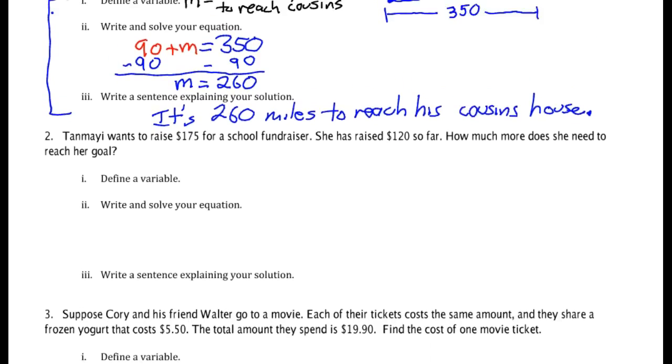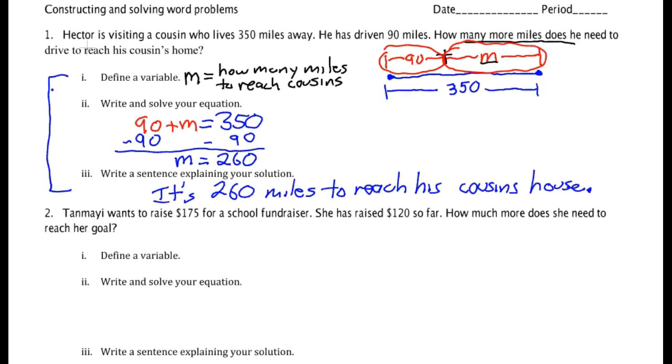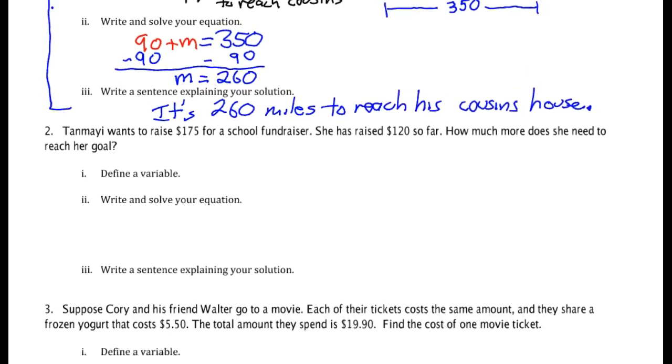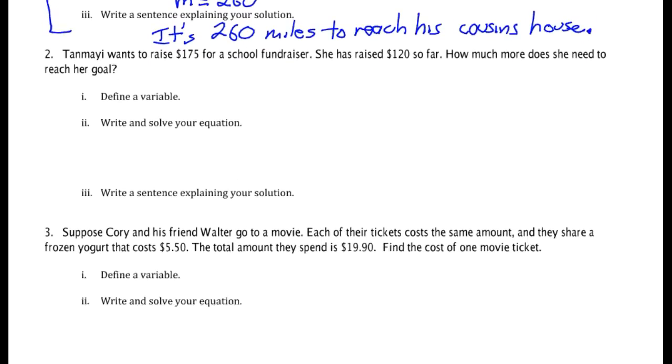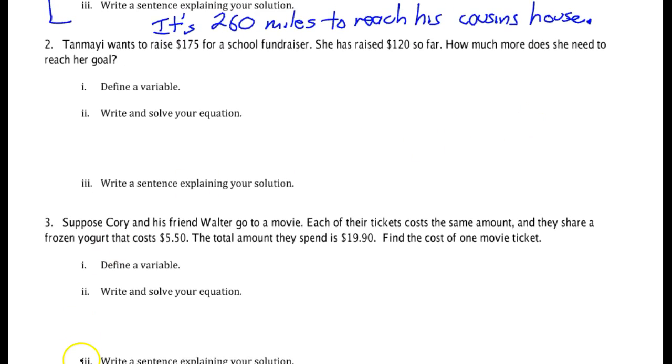I'll do one more and I'll leave you for 3. And this is kind of broken into 2 parts of problems. So 1 through 3 are basically the same, and then the rest of them, 4 through I think 7, are more or less the same. All right. So Tamai wants to raise $175 for a school fundraiser, and she raises $120 so far. How much more does she need to reach the goal?